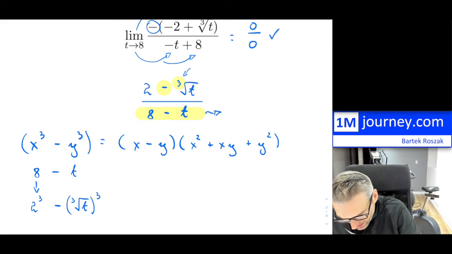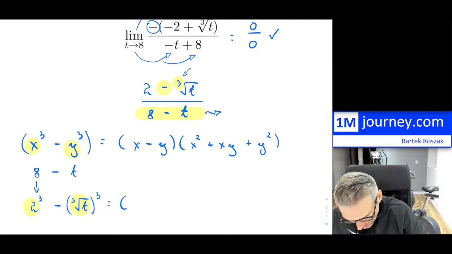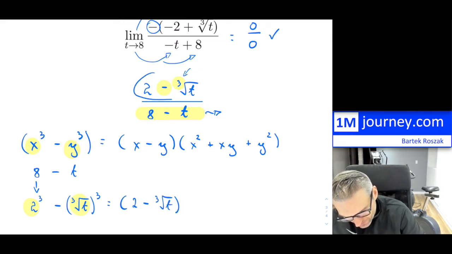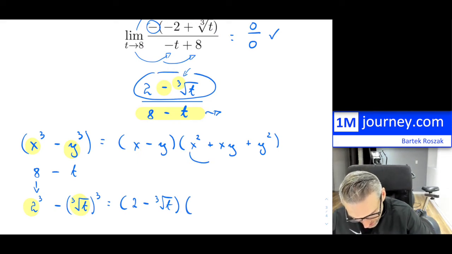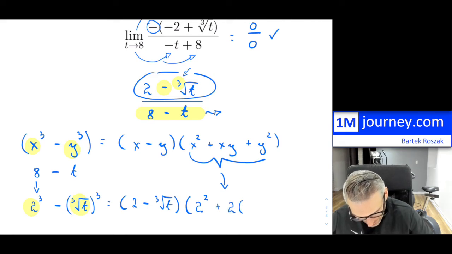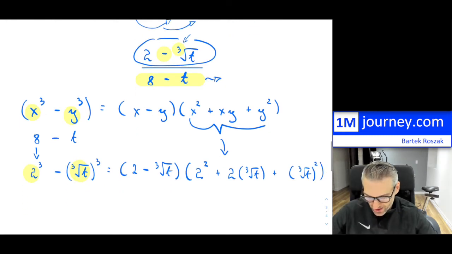And so basically what I'm doing is this 2 is now my x, and this is my y. So what I'm going to get is 2 minus this, and this is exactly what I have in the numerator. That's why I was thinking about that. And then now I have to take all of this junk and put it in here. So that's going to be 2 squared plus 2 times 3, that's t, and then plus third of that. So that's what I'm going to have there.